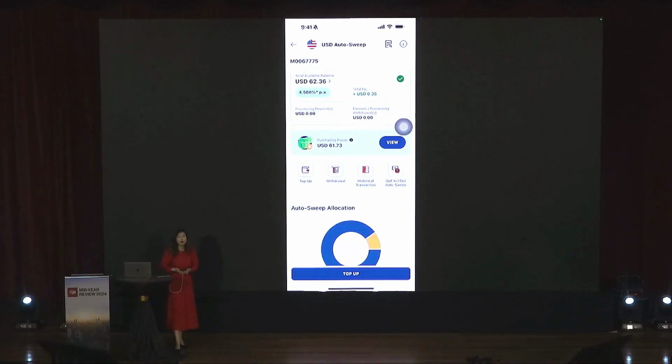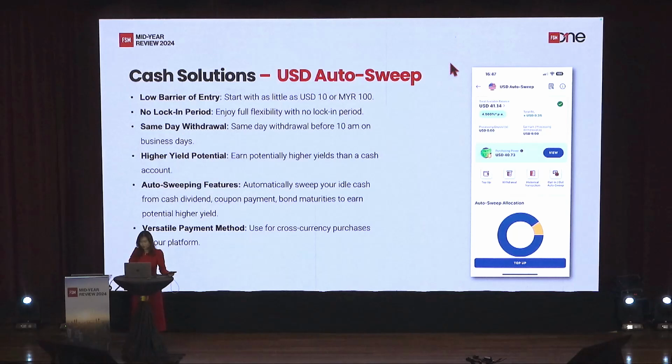So isn't it great? After you trade, for example, you sell a stock from the stock exchange straight to the USD Auto-Sweep, the purchasing power will also be instantly powered up. For example, today I sell $100 worth of stocks into this USD Auto-Sweep. The $100 will be added instantly into the purchasing power, which you can use for your next purchase. Okay? So let me move on.